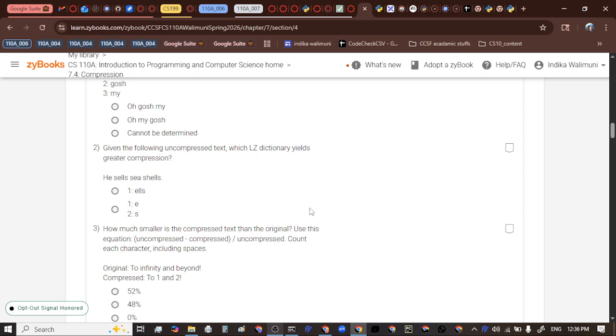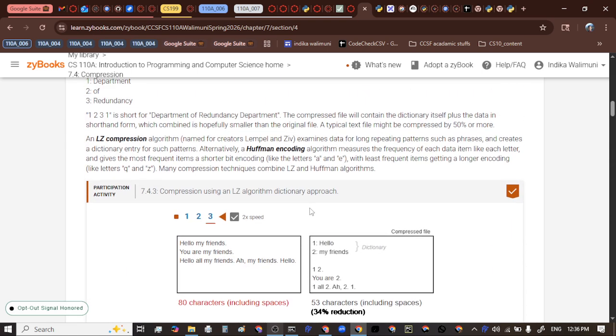All right. So that's the LZ compression. It comes from the two inventors, Lempel and Ziv.